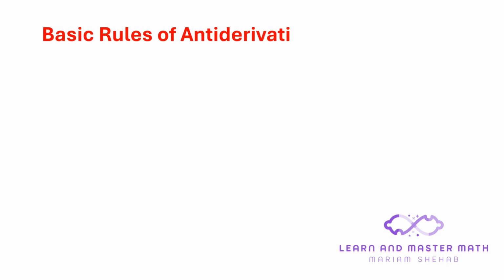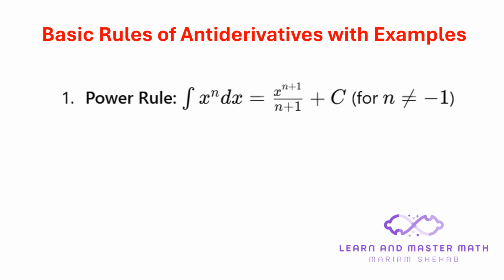Let's start with basic rules of antiderivatives with an example on each. First, we have the power rule. The power rule is the integral of x^n dx. You just add 1 to your power and divide by the new exponent, so it's going to be x^(n+1) over n+1, plus c.